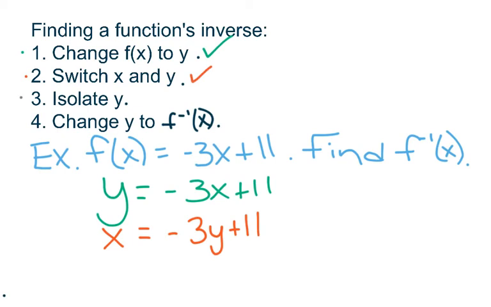Then we're going to isolate y. We're going to get it by itself. So the first thing I want to get rid of is that plus 11. What's the inverse of adding? Subtracting. So I'm going to have x minus 11 equals negative 3y.